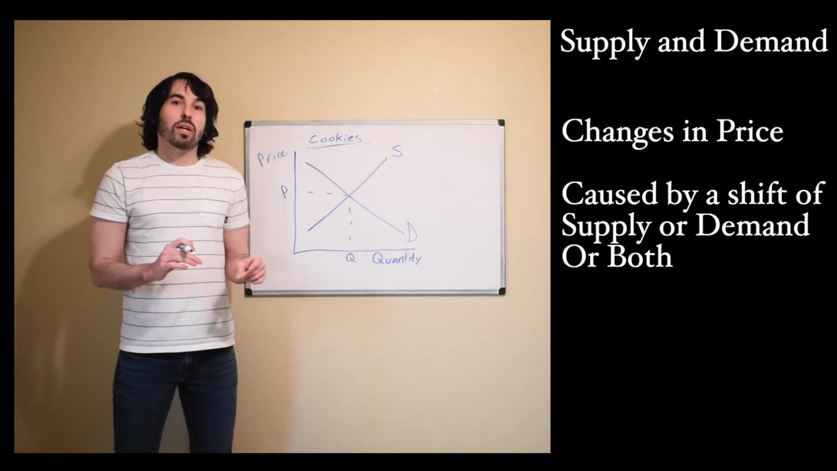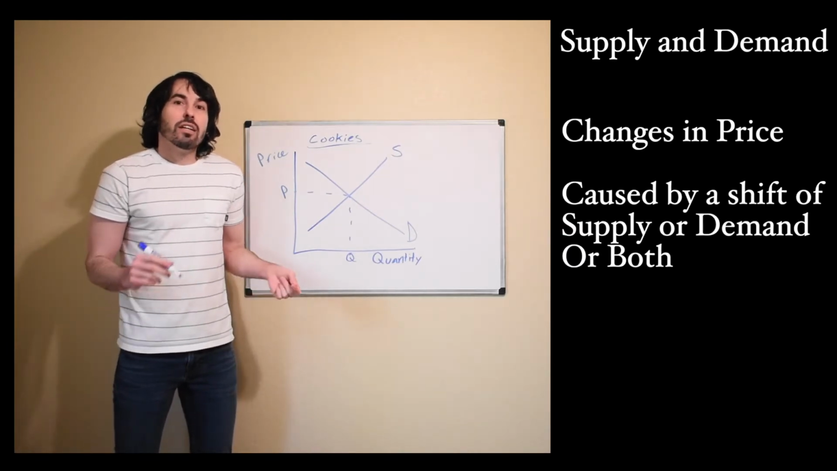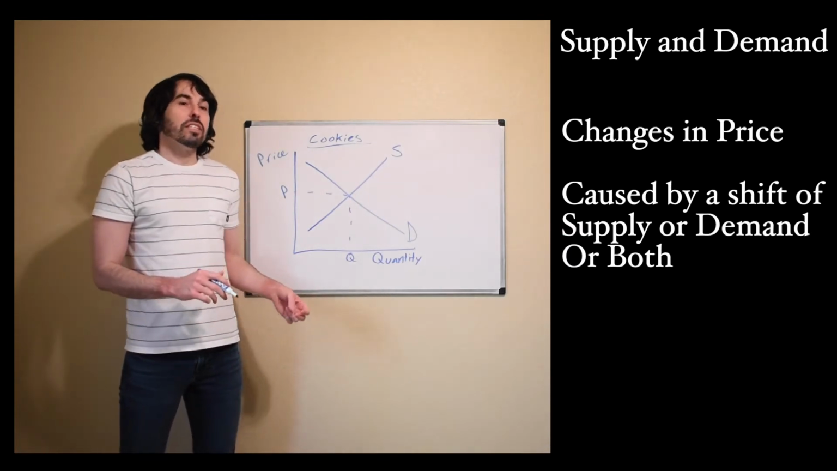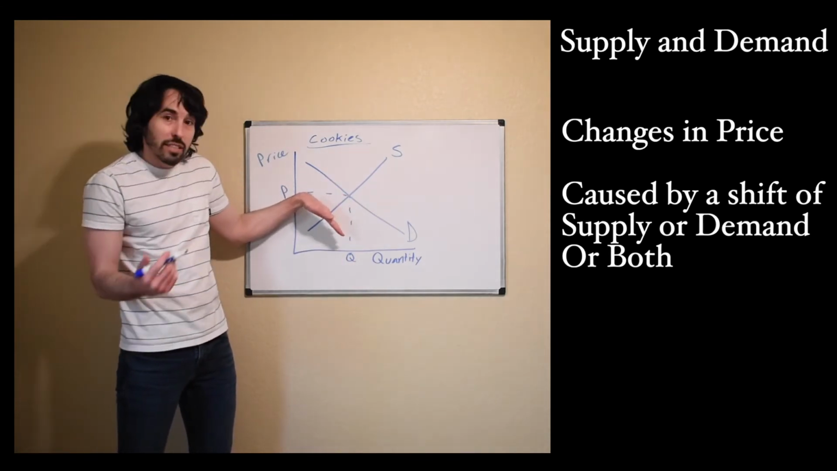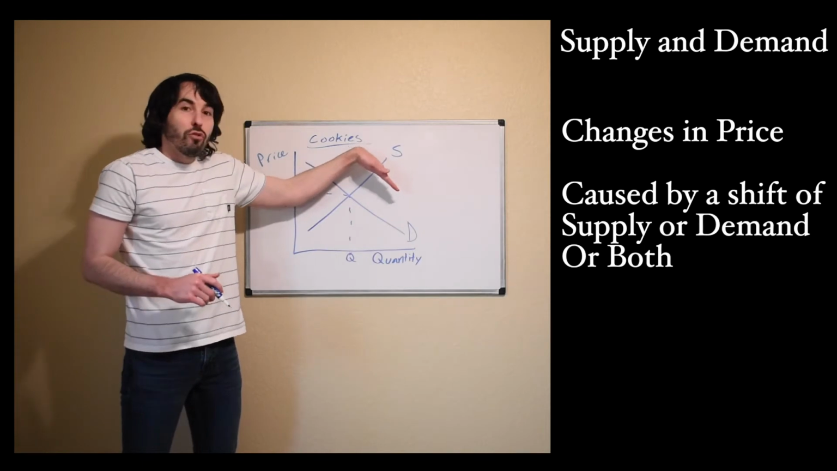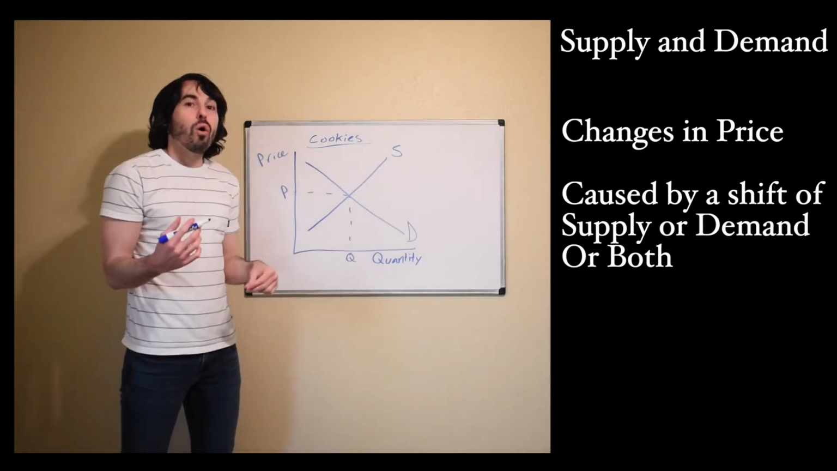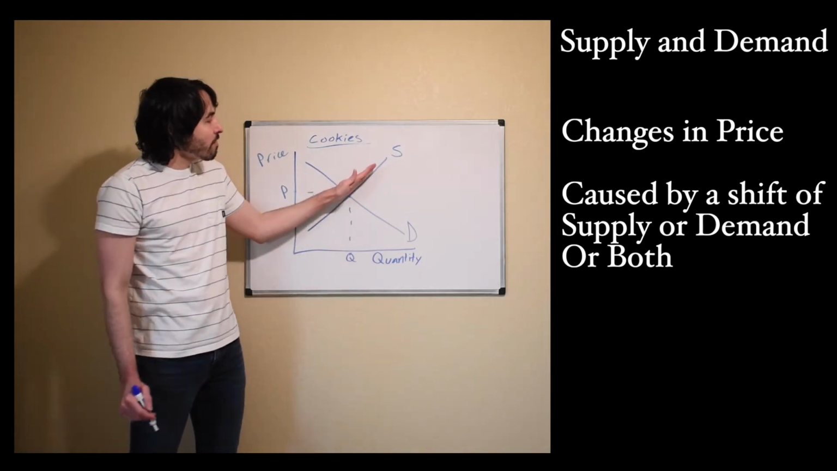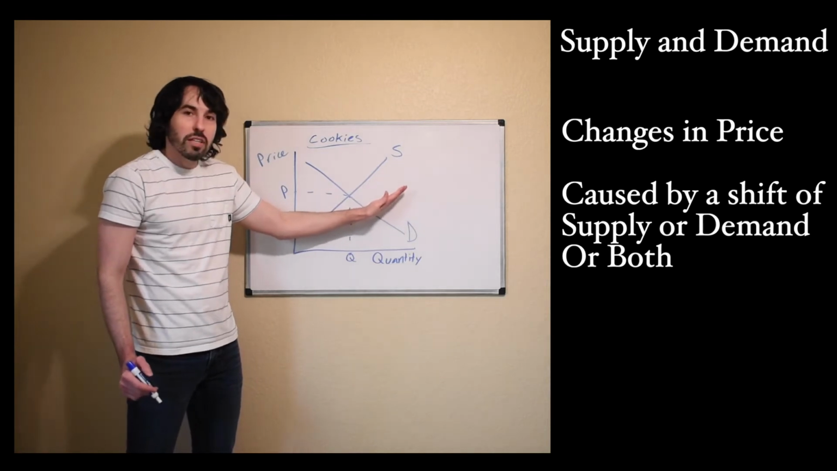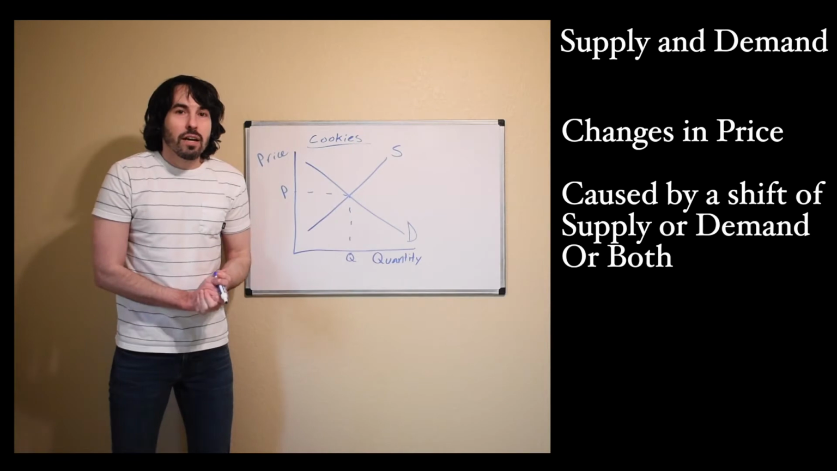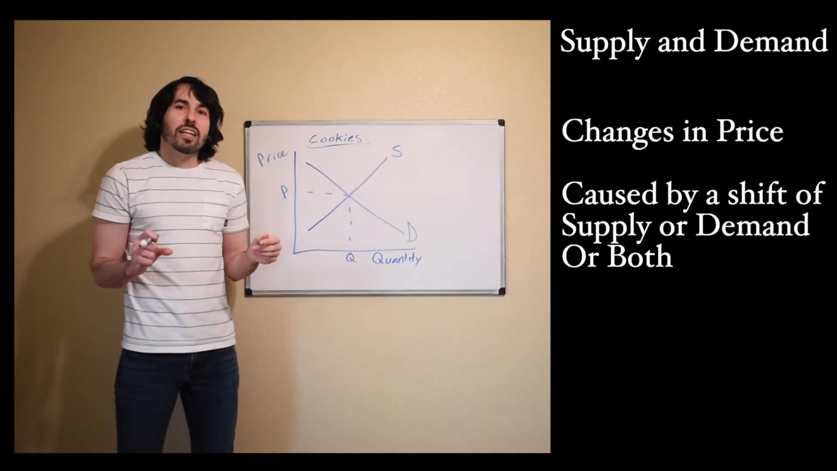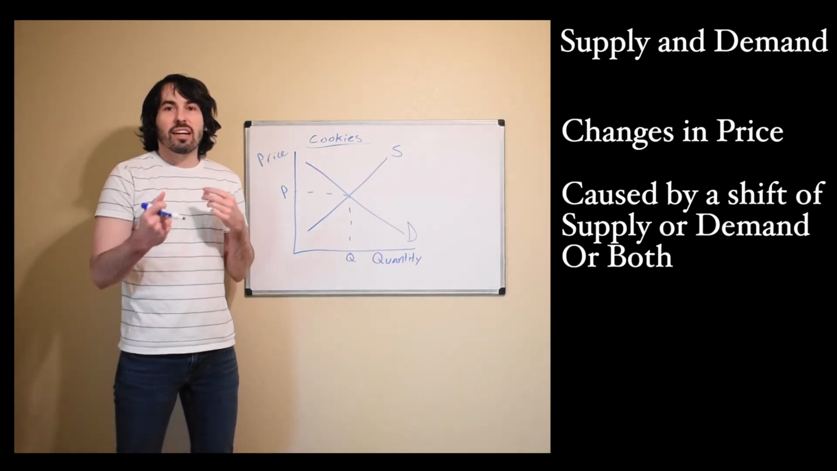Next, we're going to talk about what causes prices to change. A change in prices is going to be due to a change in demand, so either a shift in demand to the left, a decrease in demand, or a shift in demand to the right, an increase in demand. Or they can also be caused by a change in supply. Remember, a shift to the right of the supply curve would be an increase, a shift to the left would be a decrease.